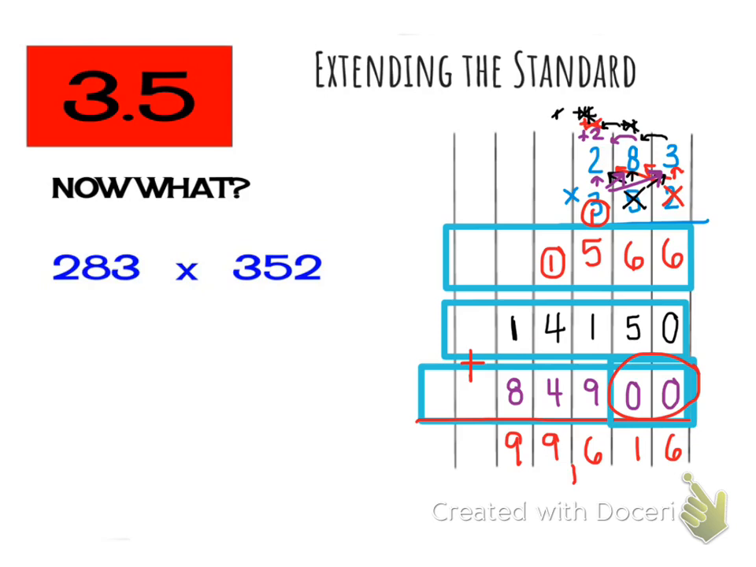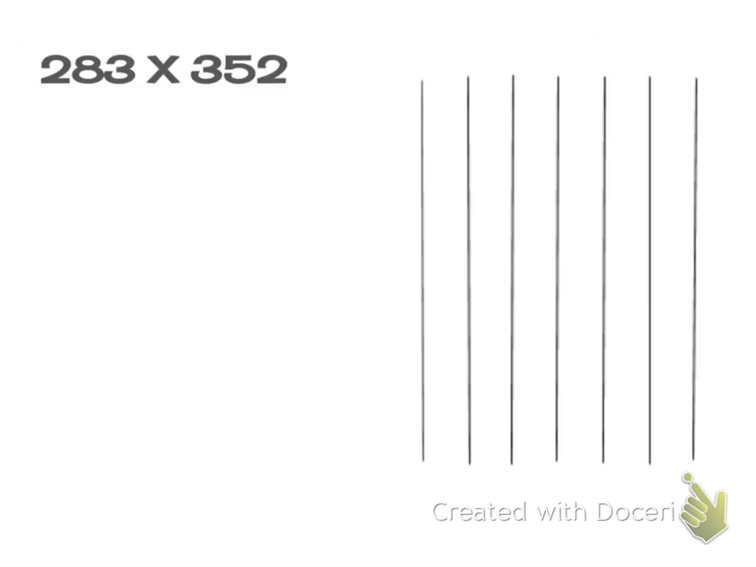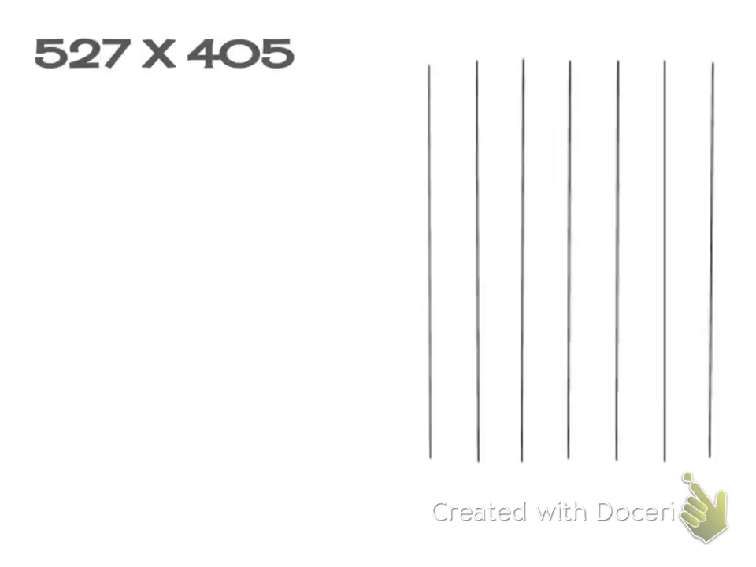Okay, let's try another one. We'll do this one together too, and then after that, we will do 2 on our own. Okay, so you may have seen a different problem there real quick. Sorry about that. We're going to do 527 times 405.